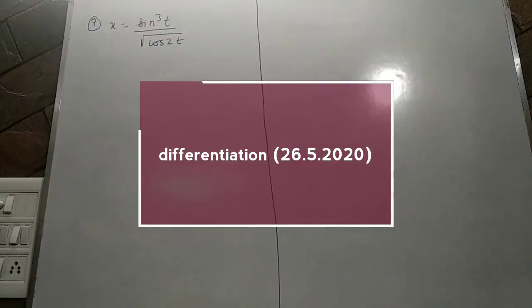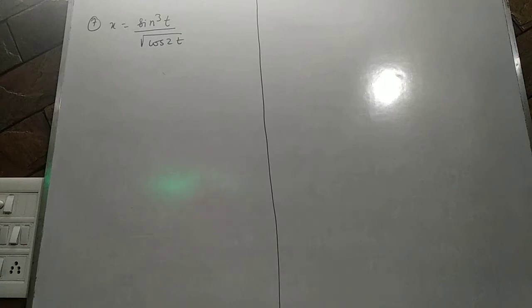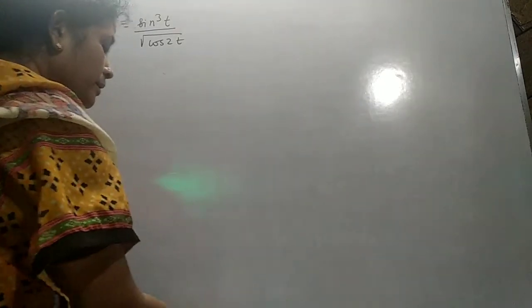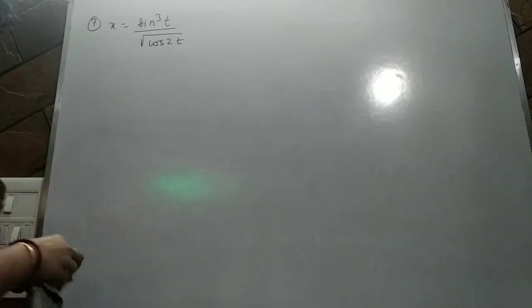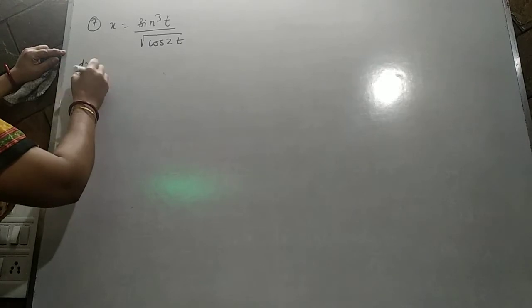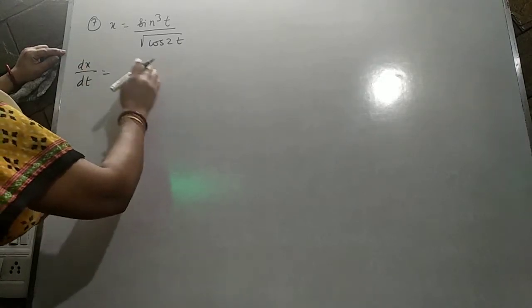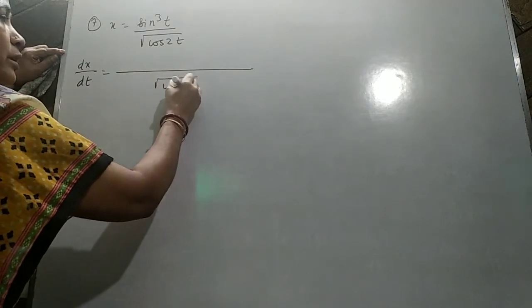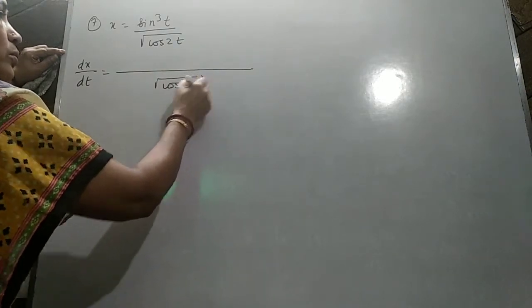Okay. Now see question number 7, parametric form. This is dy by dx only we are going to find, but let us see, this is too lengthy one. Now let me start with dx by dt. Dx by dt is equal to, now quotient rule, under root of cos 2t, cos 2t whole square.